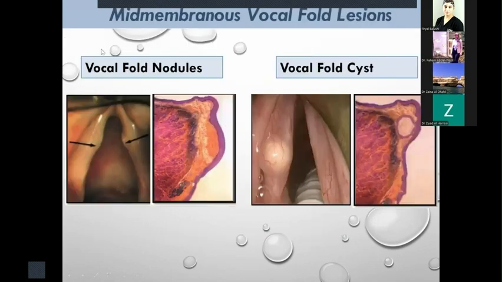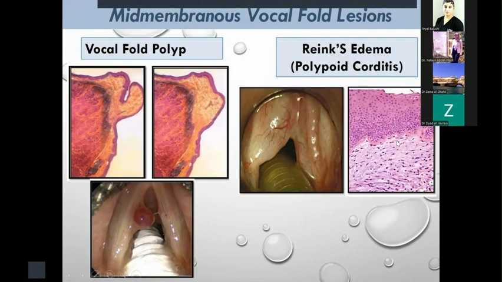So let's start with the vocal nodules. They are mainly in the most superficial layer of the lamina propria and the basal lamina of the vocal fold, and they are always symmetrical and bilateral. The vocal fold cysts are encapsulated lesions situated deeply in the lamina propria, near the vocal ligament. And the vocal fold polyps are exophytic growths covered with very thin and atrophic mucosa.